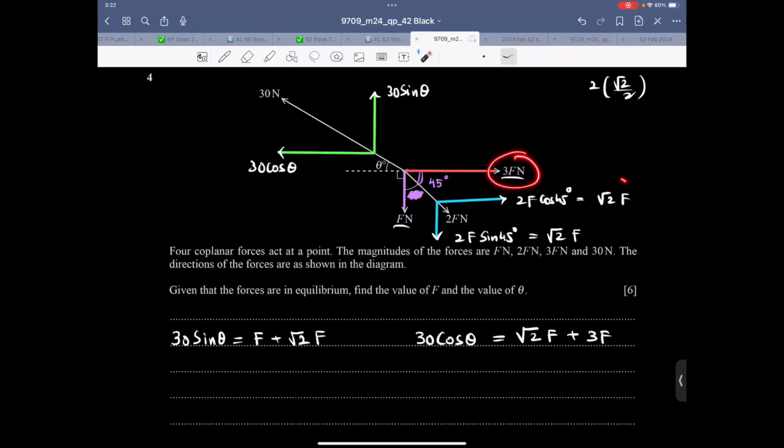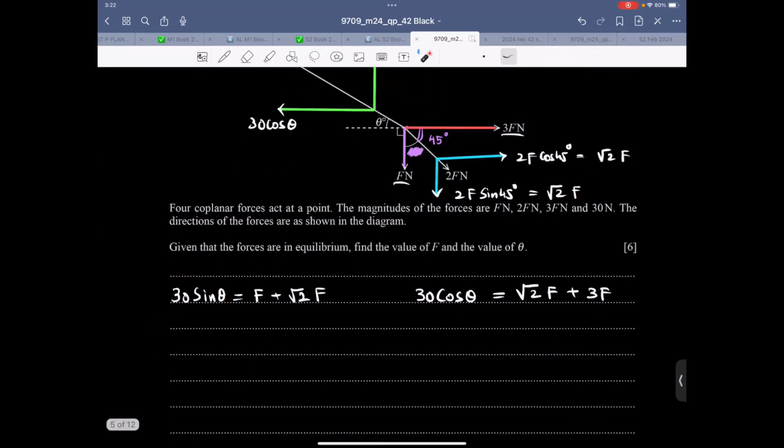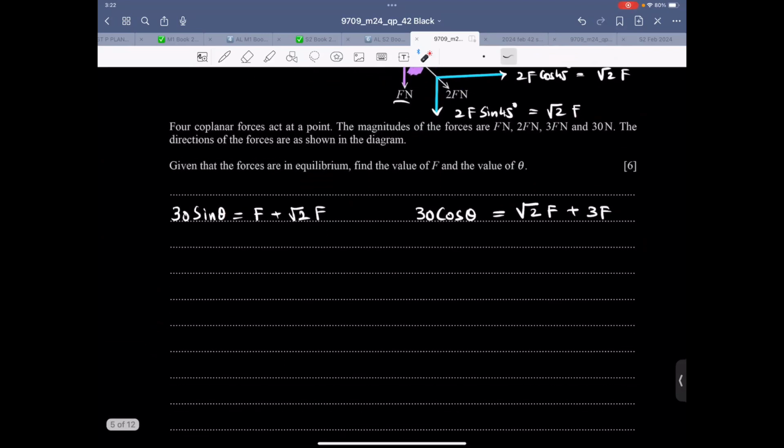So this is 3F, this is root 2F, and this is 30 cosine theta. This is 30 sine theta. F is downwards, root 2F is downwards. So now this is looking all good. Let me simplify it further. Let me take F common out. This is (1 + root 2) F equals 30 sine theta. Let me write this as equation 1.